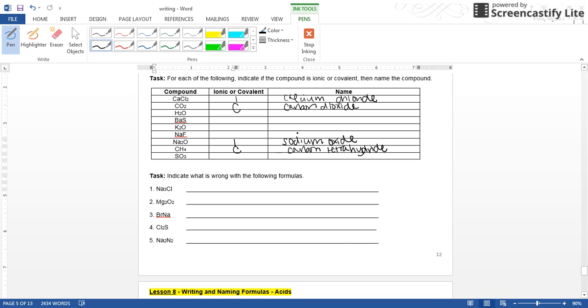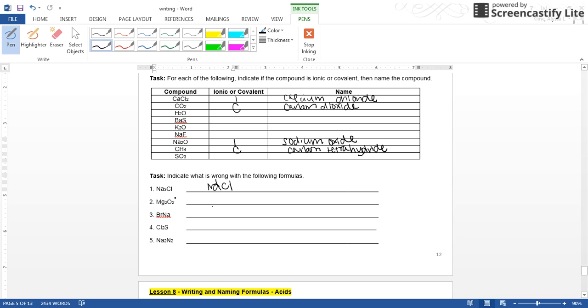So give some more of these a try to make sure you're good with those. To indicate what's wrong with these formulas, you're looking for a couple of things. You're looking for charges, you're looking for the ordering, and so forth. If we look at these here, the first one, we have Na3Cl. So sodium and chlorine, notice that they're +1 and -1. So if we were to actually look at the charges there, it'd be +1, -1, which would crisscross just to 1 to 1, so NaCl, okay, and so forth.